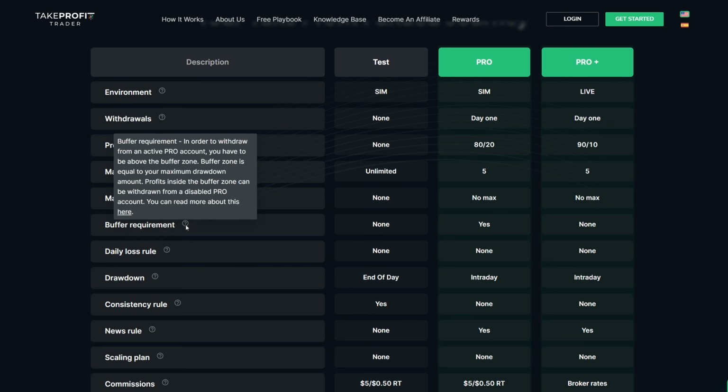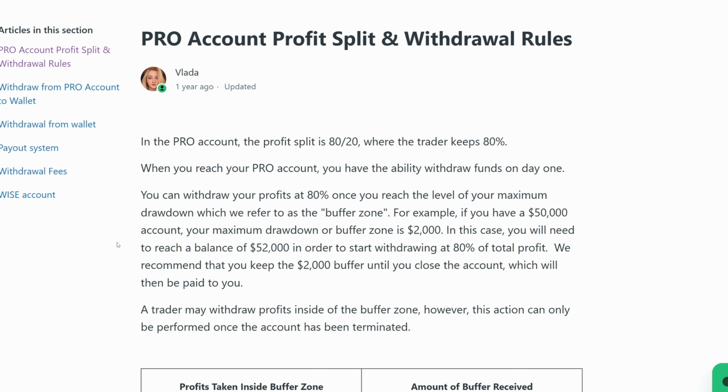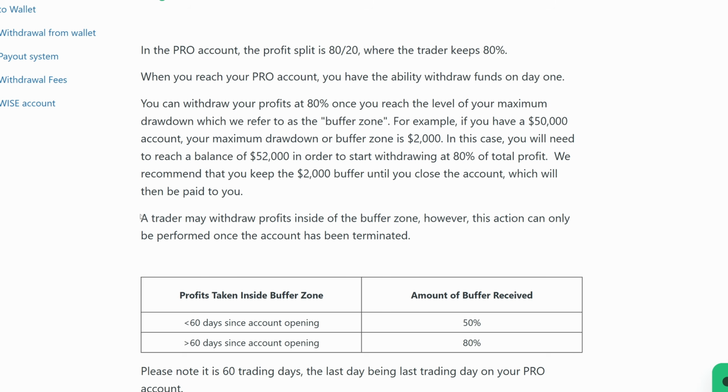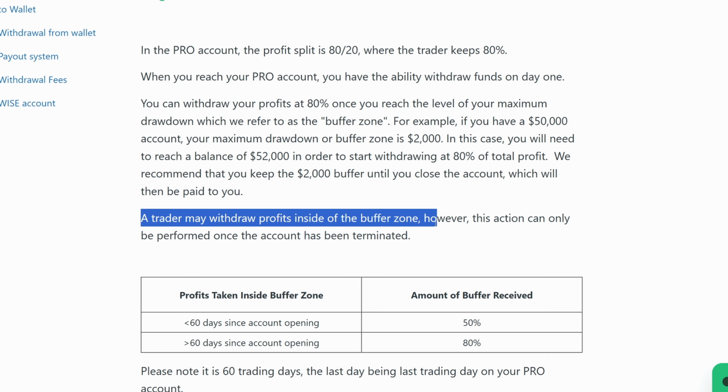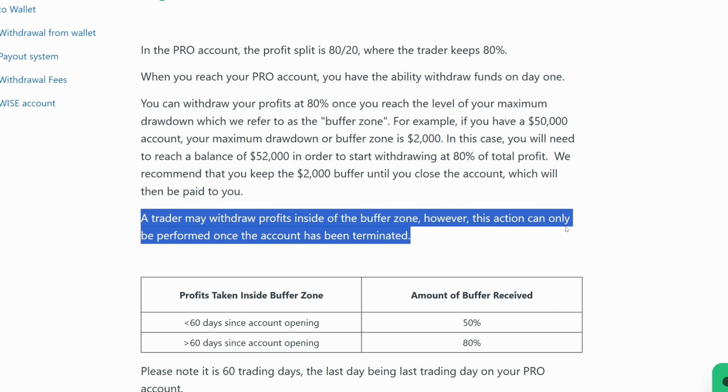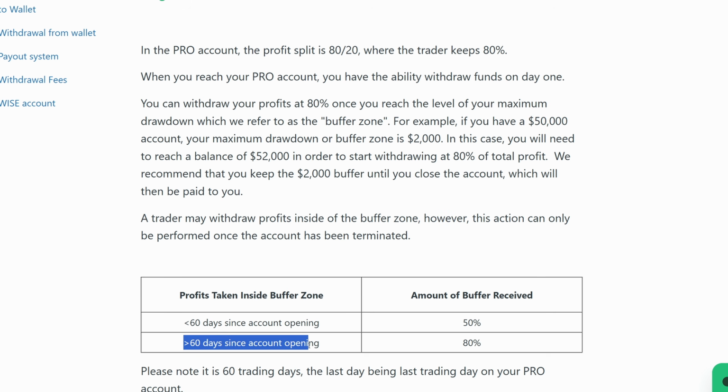Now, if we scroll back over here and click on buffer and click on here, we can read how we can actually withdraw money from an account that's already been disabled. You can see right here, pro account profit split and withdrawal rules. You can read this line right here: a trader may withdraw profits inside of the buffer zone. However, this action can only be performed once the account has been terminated. I don't know if that's such a good idea, saying, hey, let me terminate the account so I can withdraw within the buffer. But if you've had the account less than 60 days, you can withdraw 50% of your profits within the buffer zone. If the account has been open greater than 60 days, then you can withdraw 80% of the profits inside of the buffer zone.